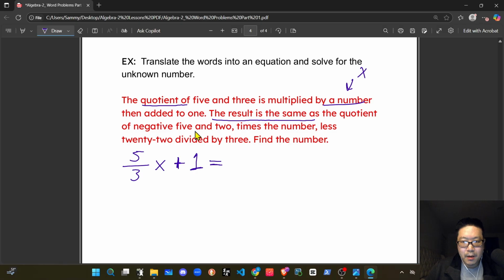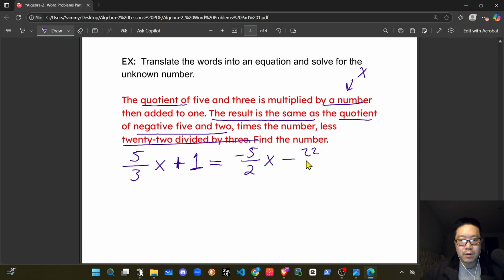So the result of whatever is on the left side is going to be equal to the right side. And on the right side, we have the quotient, again, it's going to be division, the quotient of negative 5 and 2. Negative 5 over 2 times the number, well, x, less 22 divided by 3. That means to subtract 22 over 3.